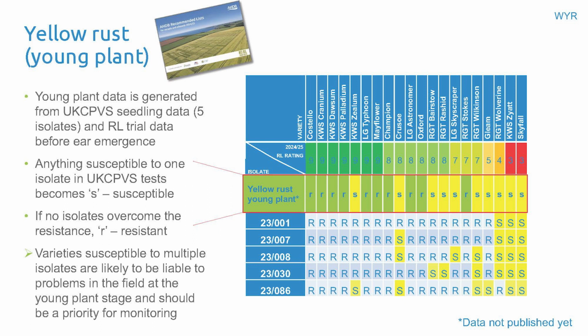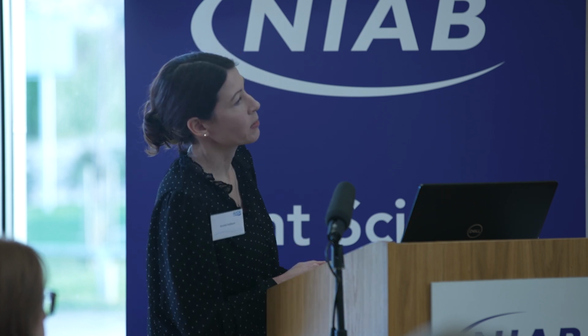And we can say that varieties that are susceptible to multiple isolates are likely to be liable to problems in the field at the young plant stage and should be a priority for monitoring. That's purely because there's more isolates out there that can affect those varieties, so you just need to keep an eye on them. Now, you may be thinking, if I've tested the whole set of the RL and the RL candidates, why am I just showing you a small selection of them there? Well, I have them all on the next slide.